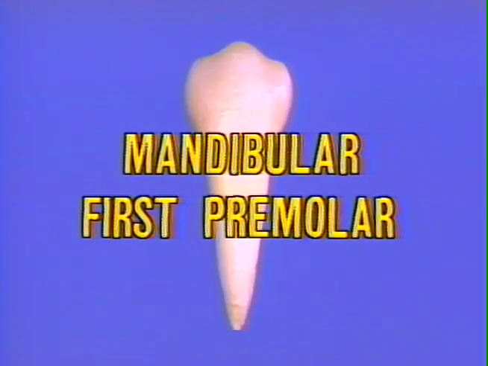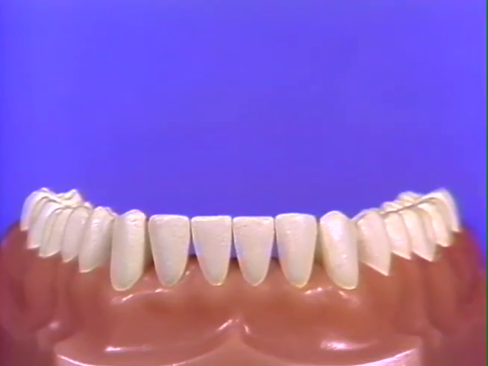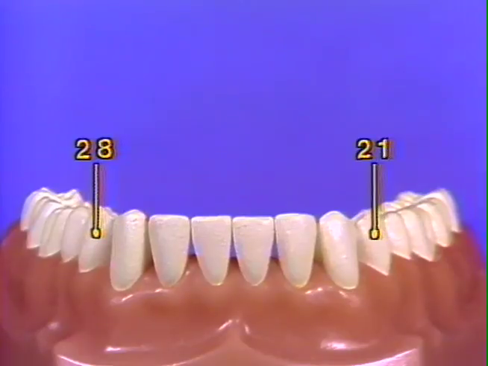Mandibular First Premolar. General characteristics. The mandibular first premolars are the fourth teeth from the midline and are identified according to the universal numbering system as teeth number 21 and number 28.